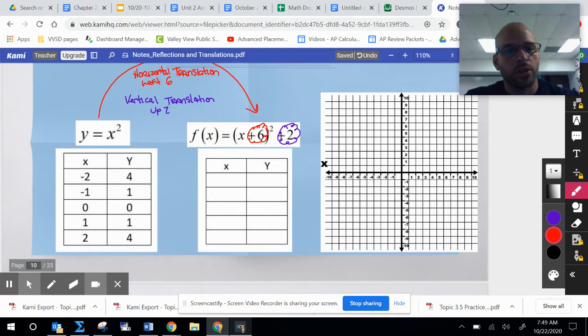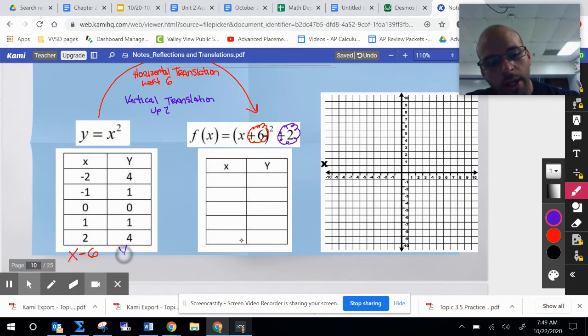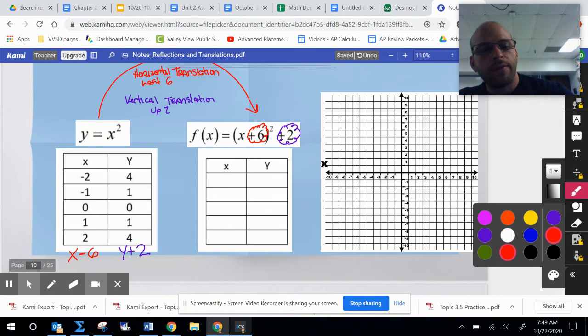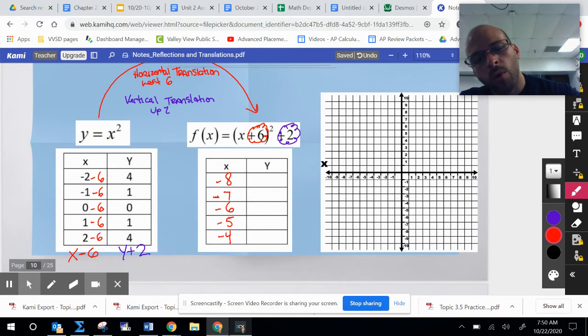So let's start with the horizontal translation. I'm going to take all of my x values and I want to move them left 6, so I'm going to subtract 6 from all of them. Likewise, I'm going to take all my y values one by one, and I want to move them up 2, so I'm going to add 2 to all of them. Okay, so -2 minus 6 is now a -8. -1 minus 6 is now a -7. 0 minus 6 is a -6. 1 minus 6 is a -5. And 2 minus 6 is a -4.